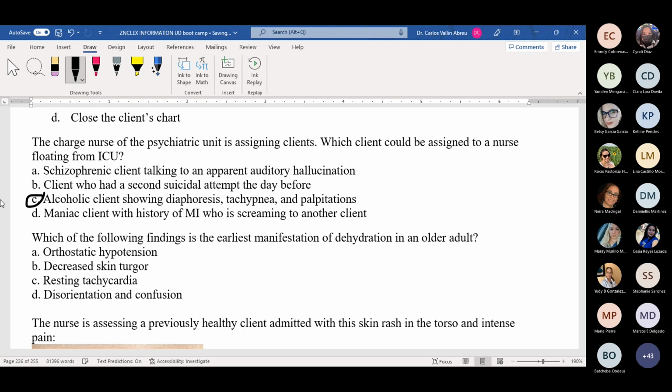Yes. I have a question. Sure. What are the early symptoms of alcohol withdrawal?